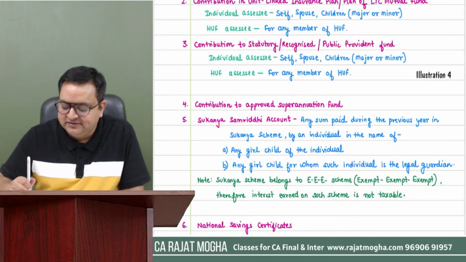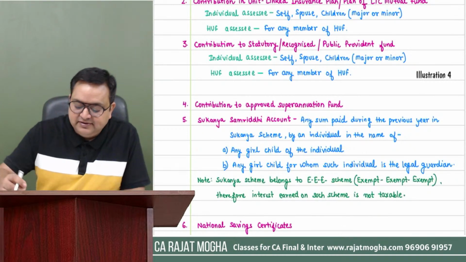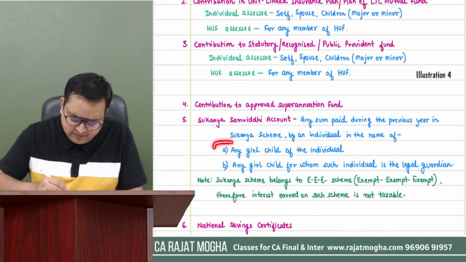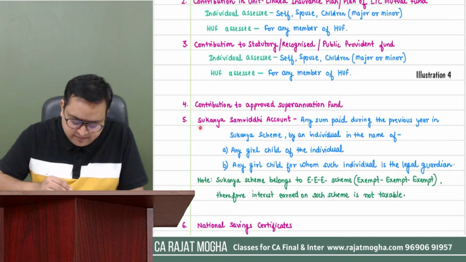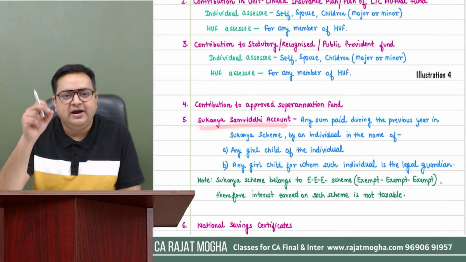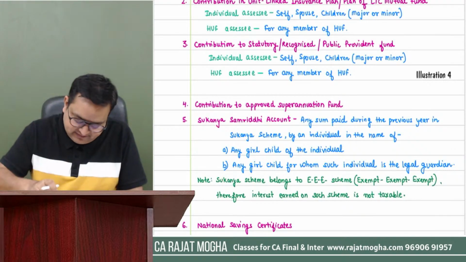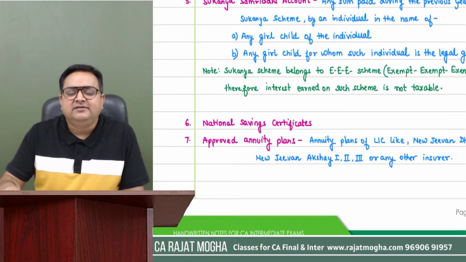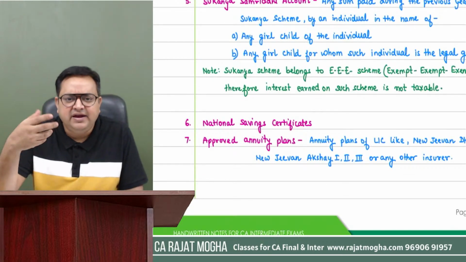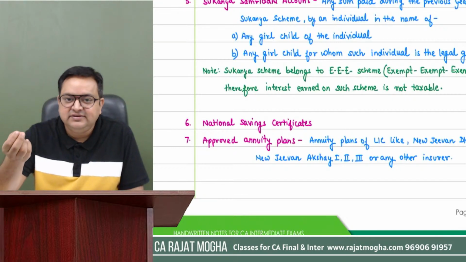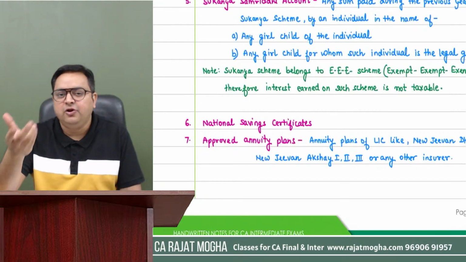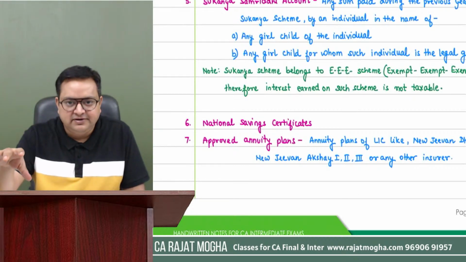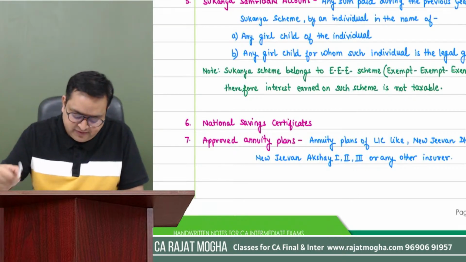Sukanya Samriddhi account, you understand that this is an account introduced by the government for the girl child. You don't have to remember all these things, but please remember that Sukanya Samriddhi account is also a kind of eligible investment under Section 80C. National Savings Certificates, NSC. It's a 7 years NSC, 8 years NSC. You purchase these NSC from the post office. And this is again a long-term investment. So if you have purchased NSC also, deduction is allowed in Section 80C.